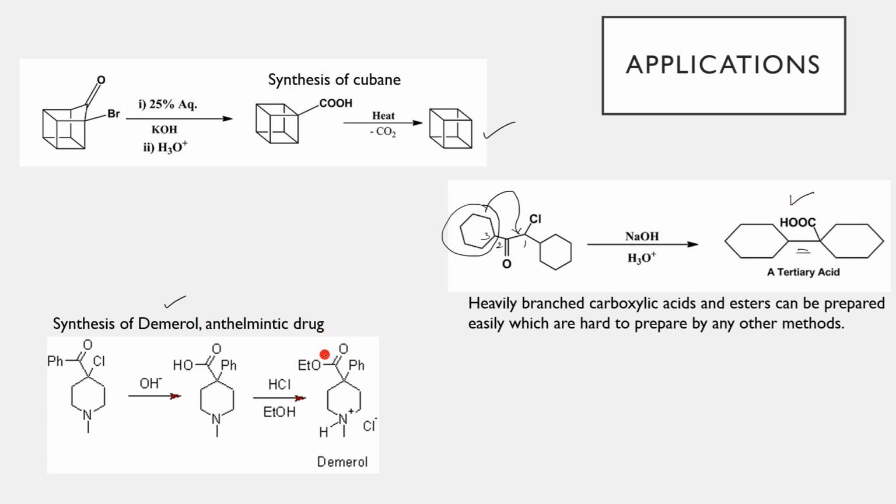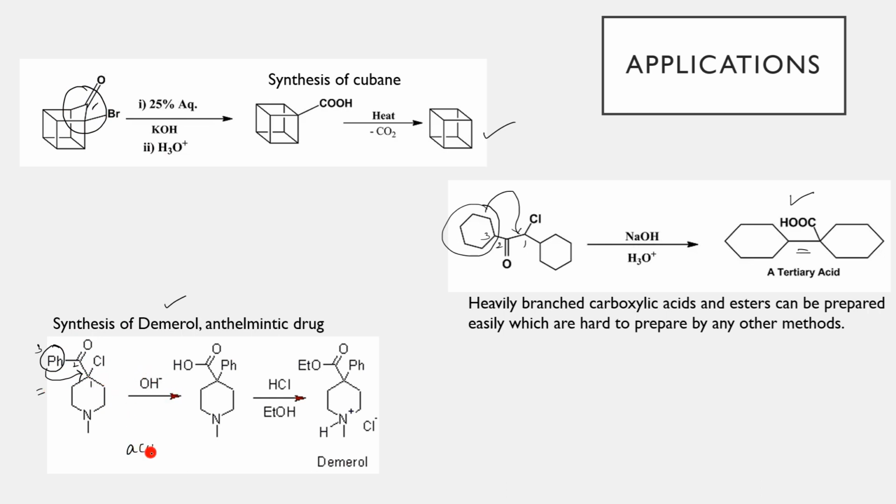Then we have the synthesis of demerol. It's an antihelminthic drug which can also be prepared by the same mechanism of Favorsky rearrangement. So this was your 1, 2 and 3. The whole pH group is going to rearrange itself over here. Now remember, there is no ring contraction in this case because the whole group is outside the ring. So don't get confused about why ring contraction didn't take place over here. Here ring contraction took place because the C double bond O was a part of the ring. Here C double bond O is outside the ring. So no ring contraction in this case.